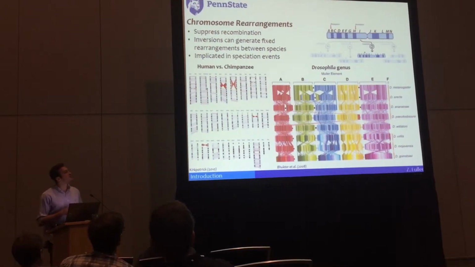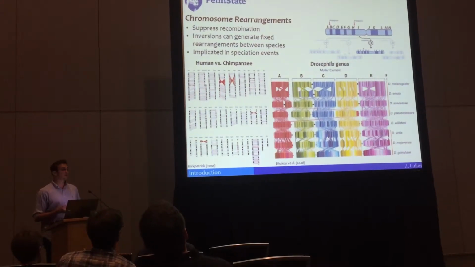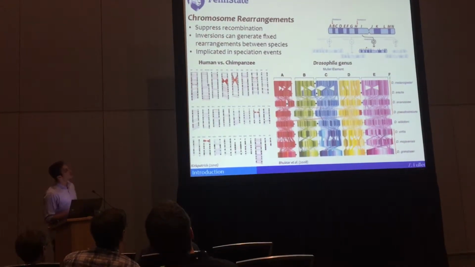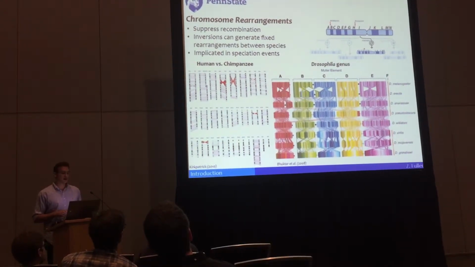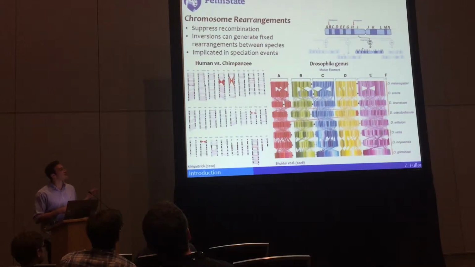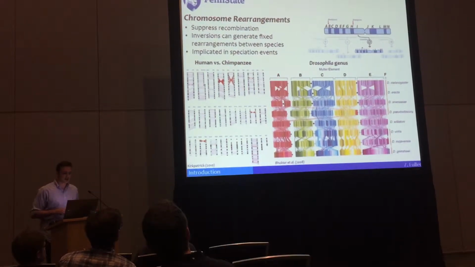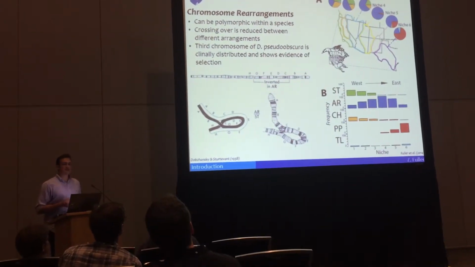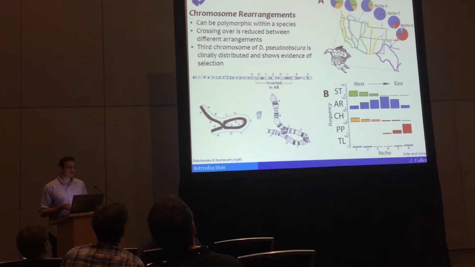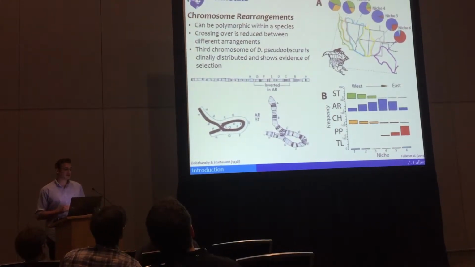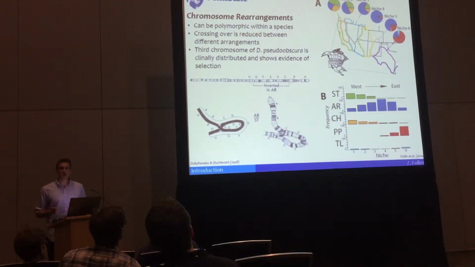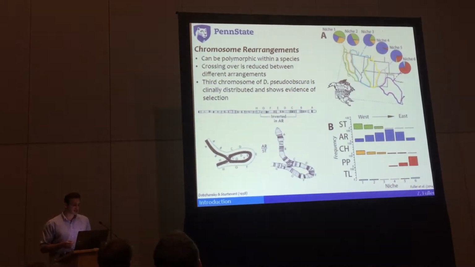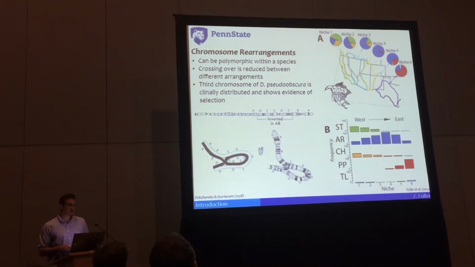So inversions occur when there's double-stranded breaks in a chromosome, and the resulting fragment gets reinserted end-to-end in reverse orientation. Inversions have generated a number of fixed rearrangements between species, so for instance between humans and chimpanzees, indicated by the red lines here, and then also across the chromosomal arms of Drosophila. But besides existing as fixed differences between species, inversions can also be polymorphic within a species. And as I mentioned, inversions can reduce recombination, and in Drosophila, that's due to the formation of these inversion loops. So crossing over is reduced in these regions.